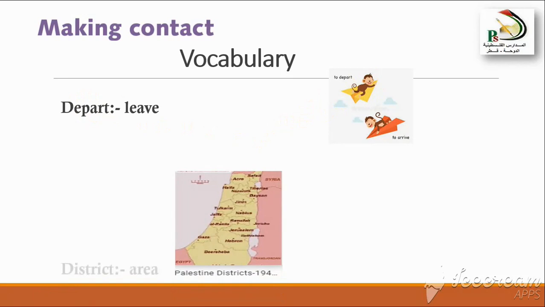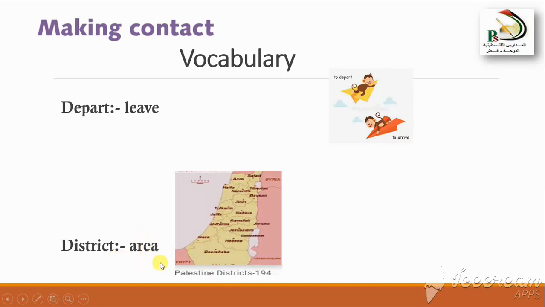The next one is district. District is area. For example, in this picture, you can see there are so many districts. And in Palestine, according to 1940 division, you can see Gaza, Tulkarem, Jaffa, Nablus. So many districts, so many areas.